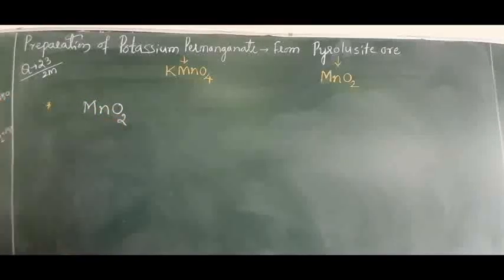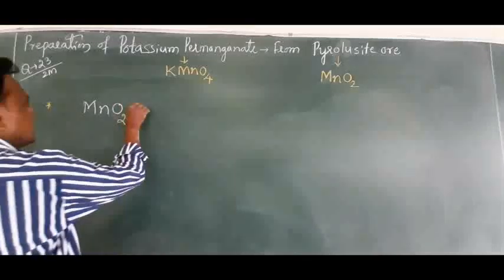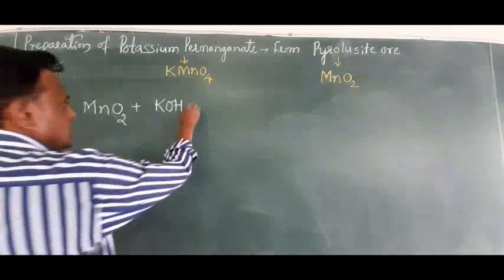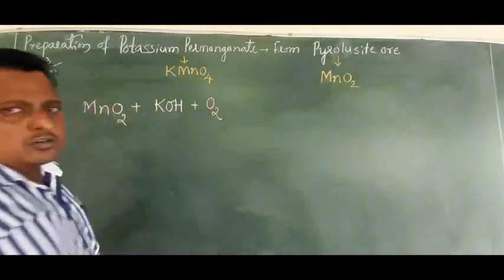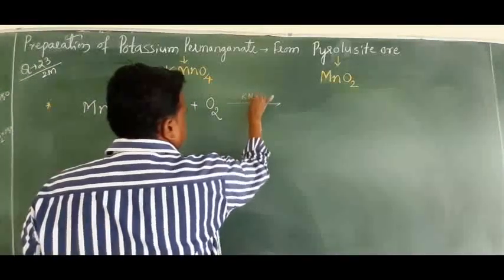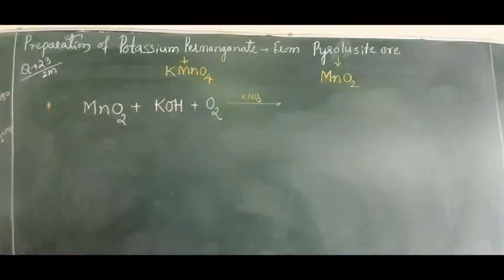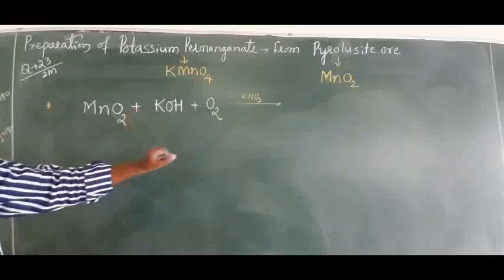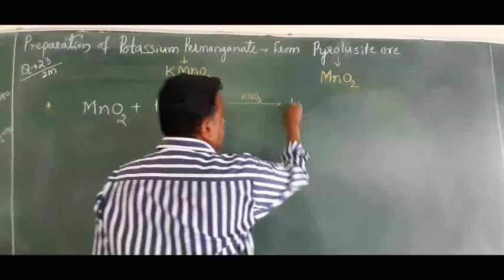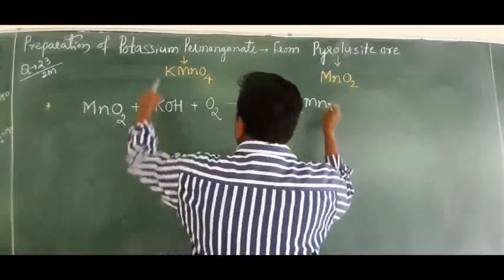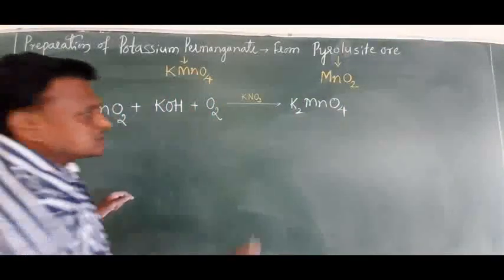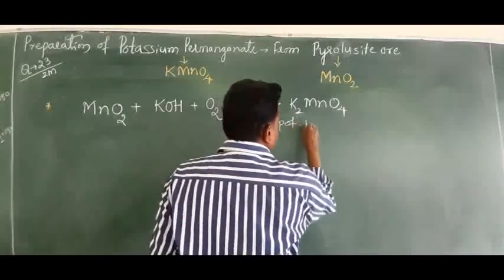This is MnO2. When this pyrolusite ore is treated with an alkaline medium, KOH, and treated with oxygen, with a powerful oxidizing agent, keep in your mind, it is potassium nitrate, KNO3. Potassium nitrate acts as an oxidizing agent, which can oxidize your pyrolusite ore into the compound, it's very important, K2MnO4. The compound formed is K2MnO4, we call it potassium manganate.